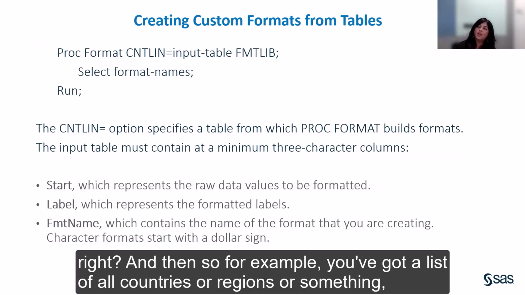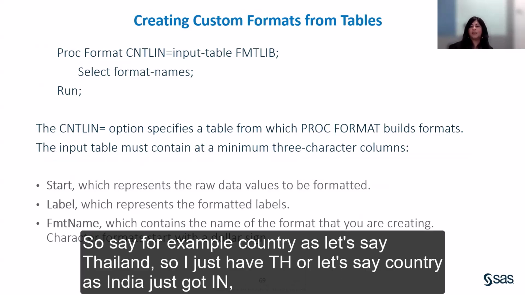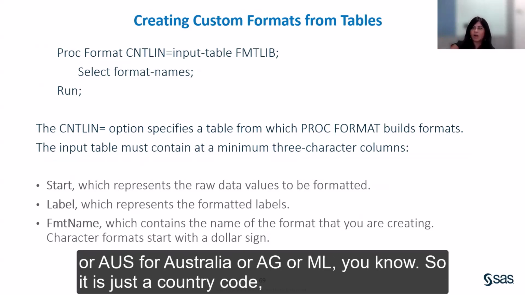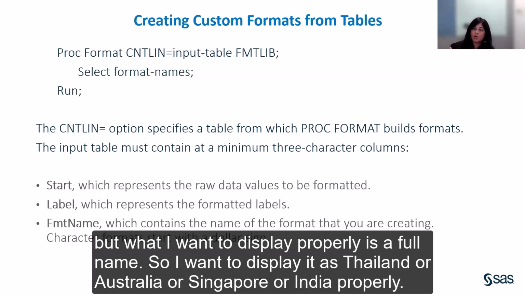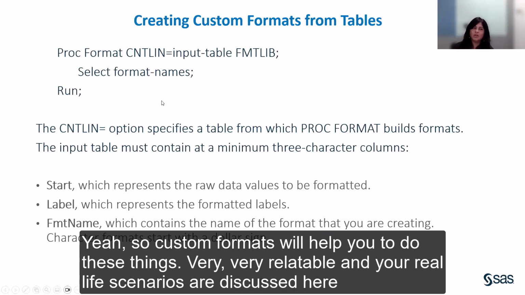So, for example, you've got a list of all countries or regions or something. But what I have is a region code, right? So say, for example, the country is, let's say, Thailand. So I just have TH. Or let's say the country is India, I just have IN, or AUS for Australia, or AG, or ML. So it is just a country code. But what I want to display properly is the full name. So I want to display it as Thailand, or Australia, or Singapore, or India properly. Then in that case, my custom formats will be quite a good idea. So wherever it is TH, it becomes Thailand, and so on. So custom formats will help you to do these things.